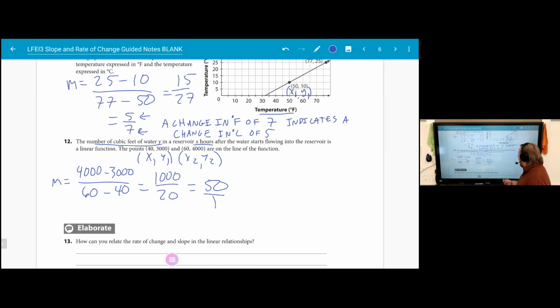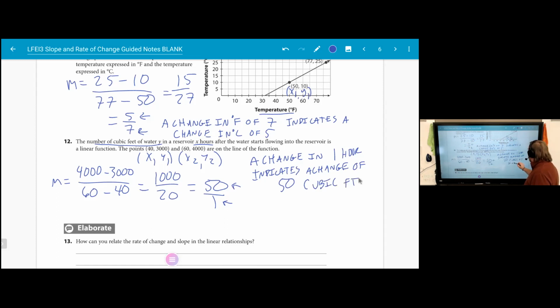So what's the interpretation? A change in x of 1 hour indicates a change of 50. What was y again? 50 cubic feet of water. Notice how we did that? We found our rate of change, or our slope. We said a change in the x indicates a change in this y. In this example, a change of 1 hour indicated a change of 50 cubic feet of water. It increased. It's a positive slope.